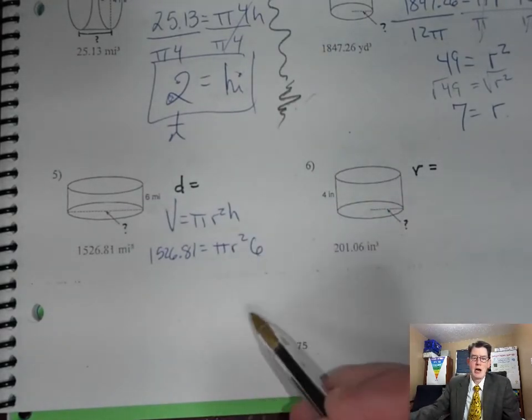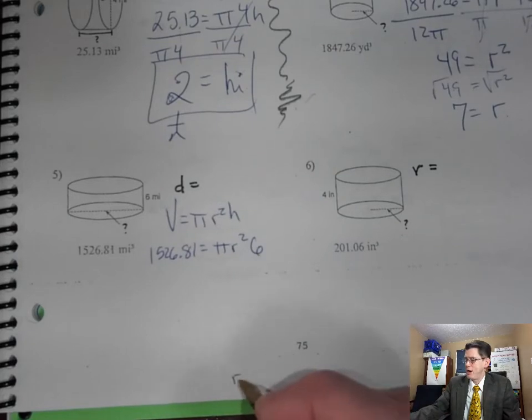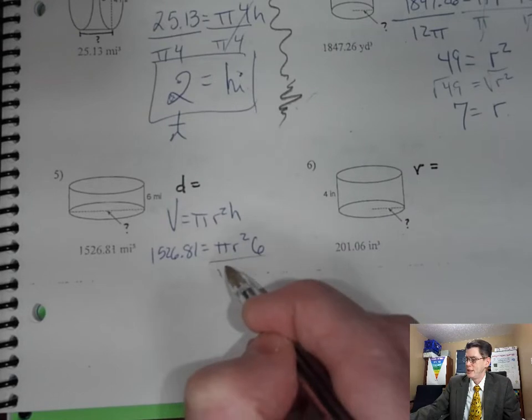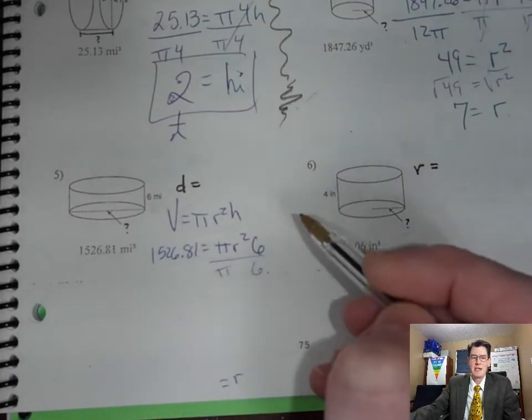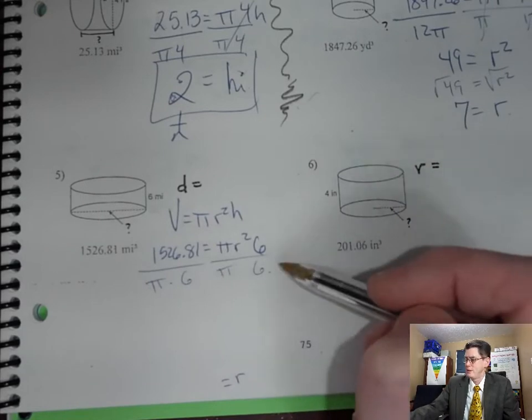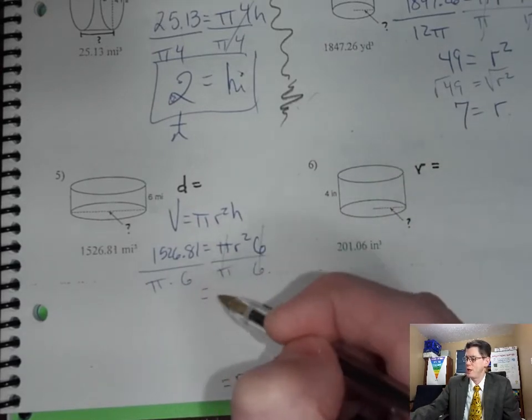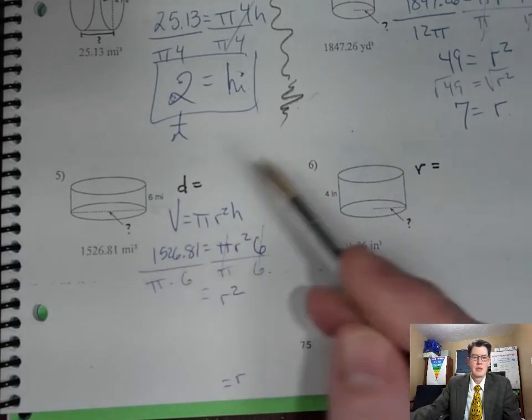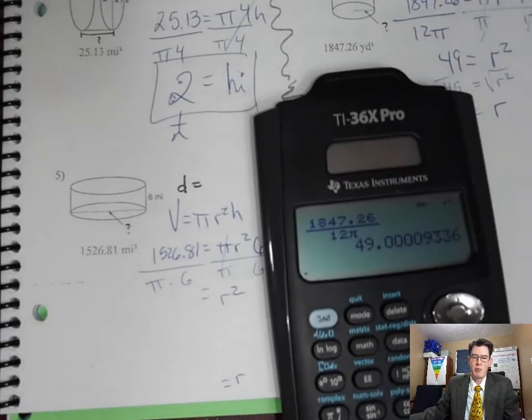Okay, so we get the r by itself eventually down here. We want to have r equals something. The way to undo these items is to divide off the pi and divide off the 6. Do it to both sides of the equation. That goes to 1, that goes to 1. R squared is whatever that number is, 1,526.81.